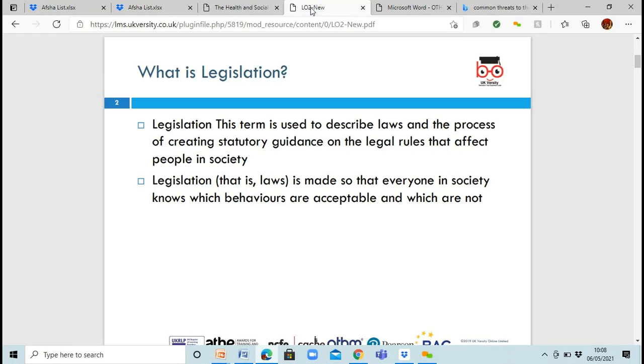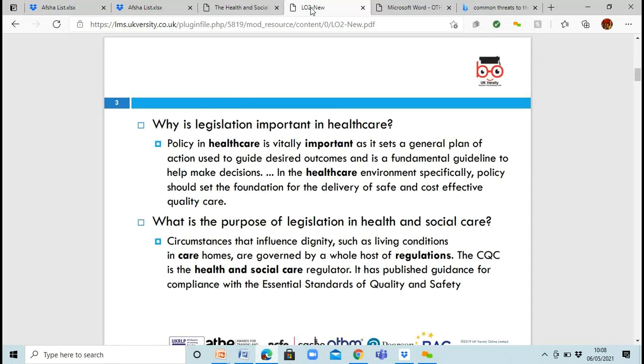These laws that are made are there so that everybody in society knows exactly what behaviors are acceptable and what is not. The way this is reflected in your workplace, if there's a safeguarding policy, or a particular way that you're meant to approach your service users, how you can speak to them, how you're meant to treat them, what sort of service you're meant to give them, everybody's on the same page. So legislation is really useful for making sure you know exactly what you're doing.